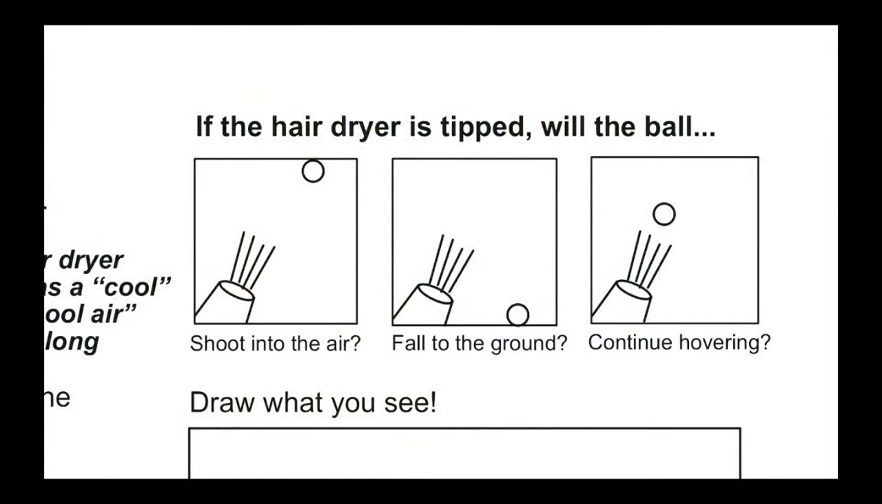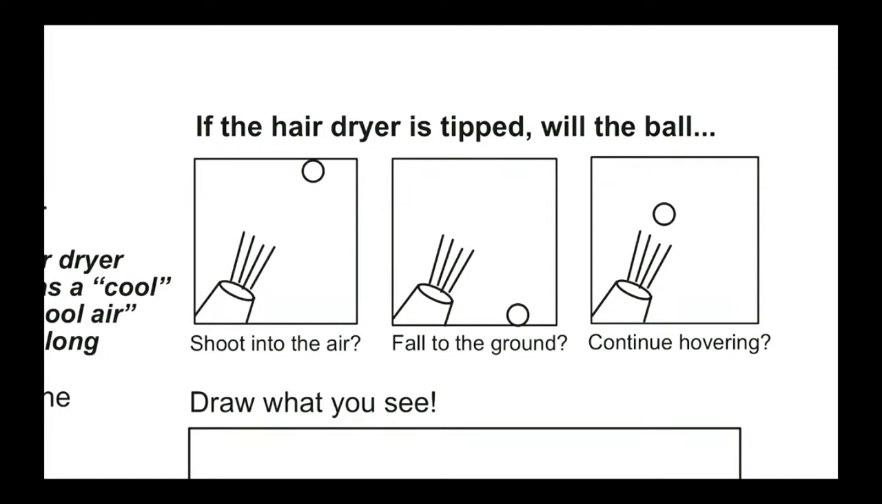All right. Let's begin accepting answers for our next one. Oh, no. Well, so the next situation is, what if we tip the hairdryer sideways? So it's not going straight up or down anymore. Is it going to shoot into the air? Will it just fall to the ground? Or will it continue hovering? What do you think will happen when we tip that hairdryer to the side?